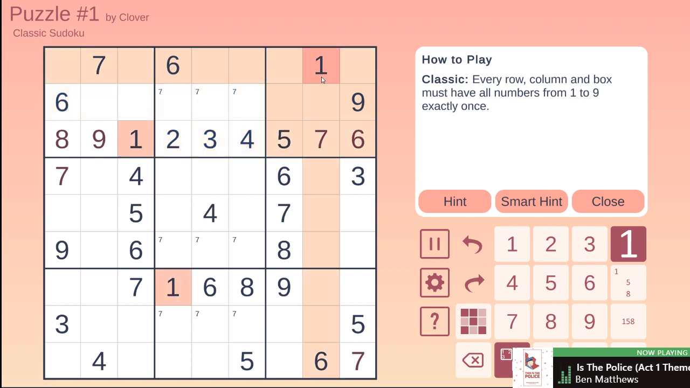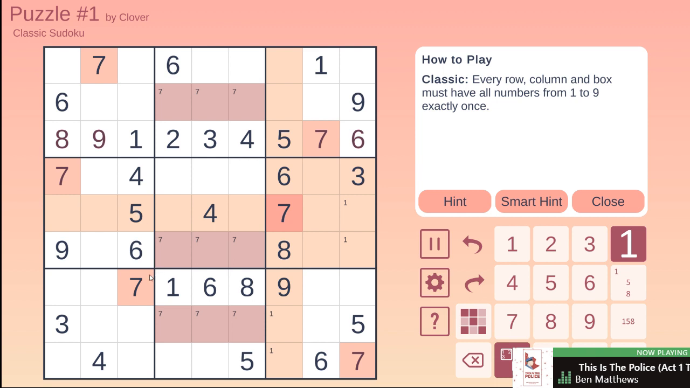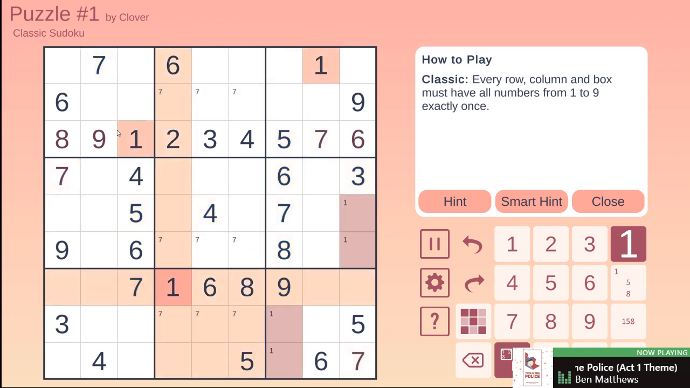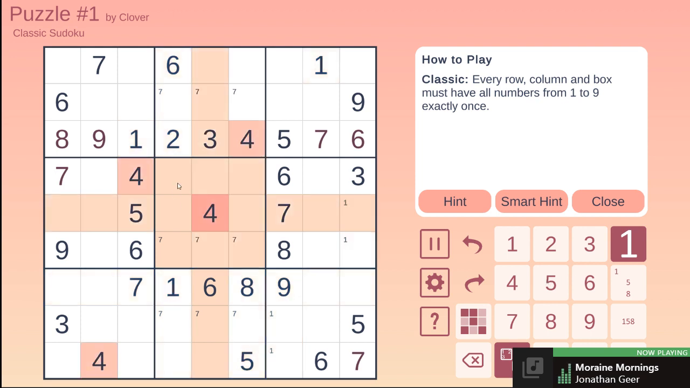What else do we got? 1 down here has to be one of these. 1 has to be one of these. 1's not that restricted there. Okay, what about 4? There's a 4 in the middle. 4 has to be restricted, right? One of these is a 4. And then 4 in this box is one of these. 4 in this box, one of these. Not that helpful. Okay, it's fine.